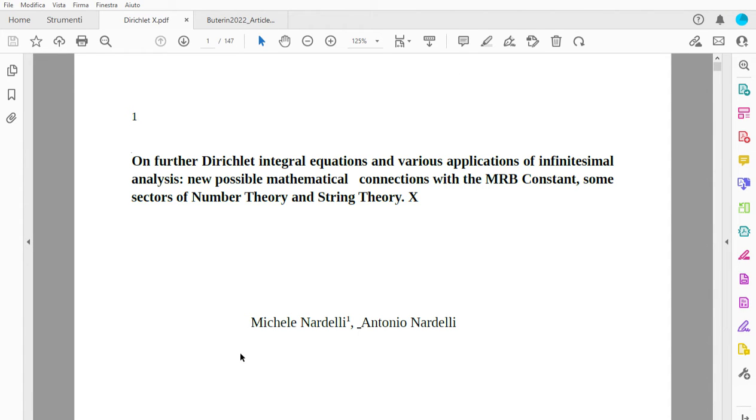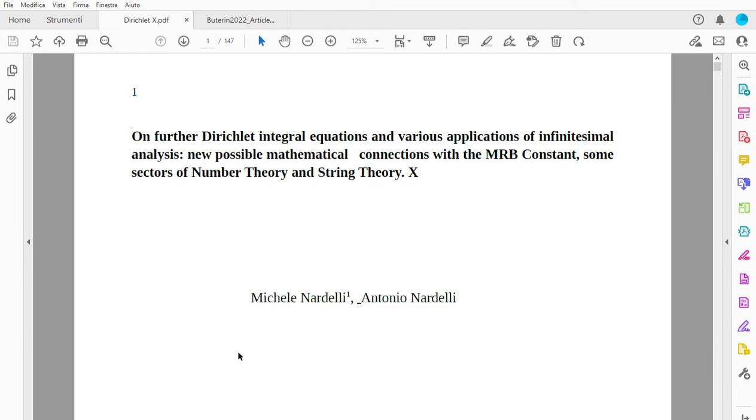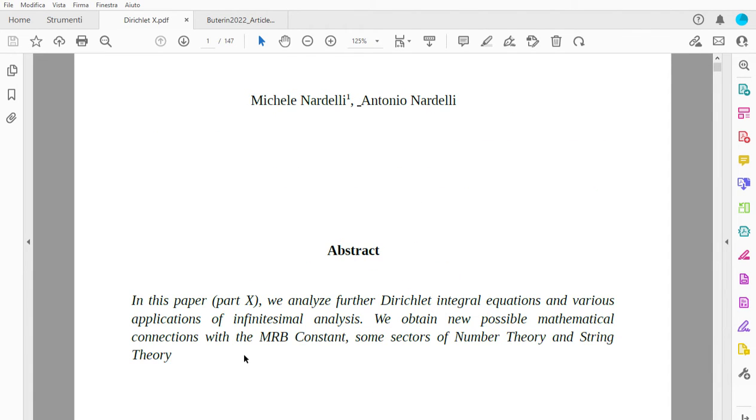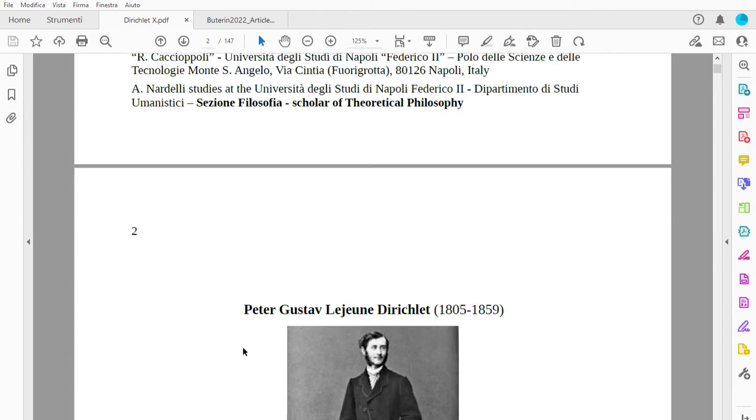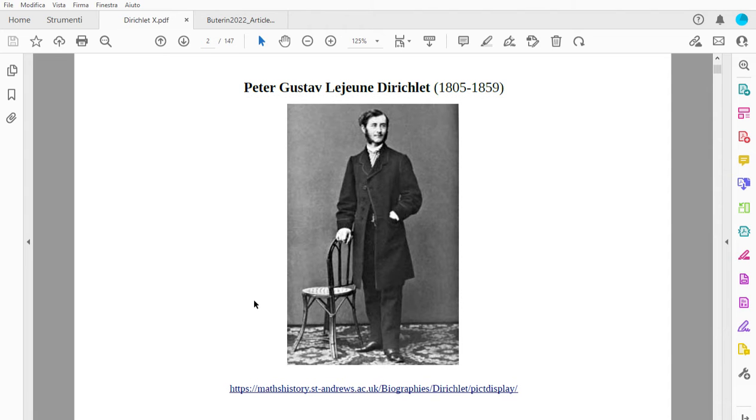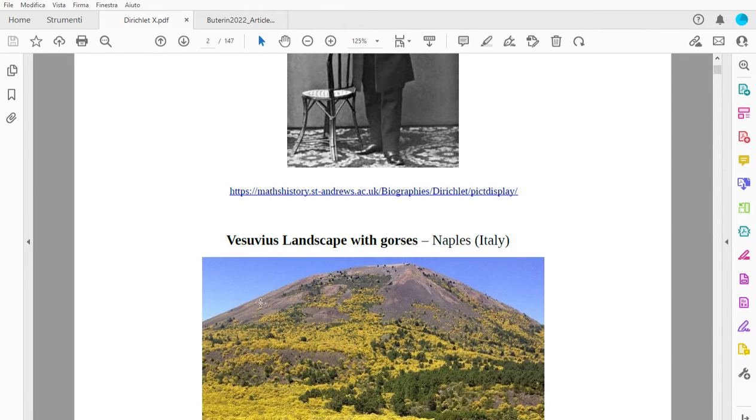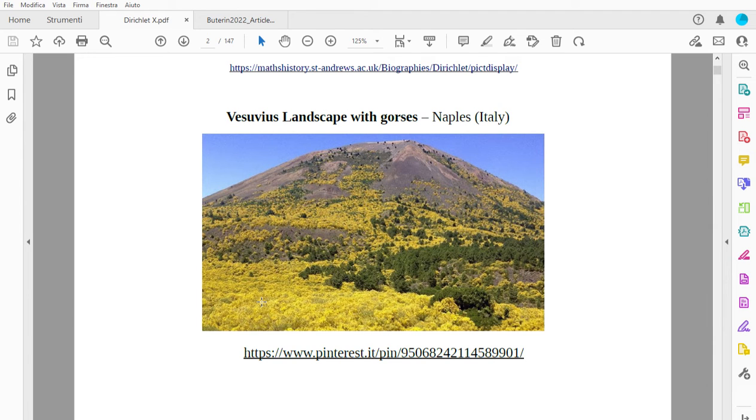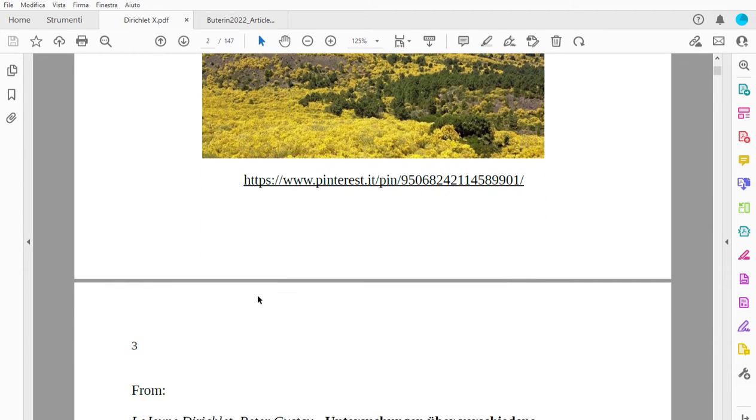In this video, we will talk about computed Dirichlet integral equation and various applications of infinitesimal analysis. We obtain a new possible mathematical connection with the MRB Constant, some sector of number theory and string theory. This is the picture of Peter Gustav Lejeune Dirichlet and Vesuvius landscape with gorses. Naples, Italy.